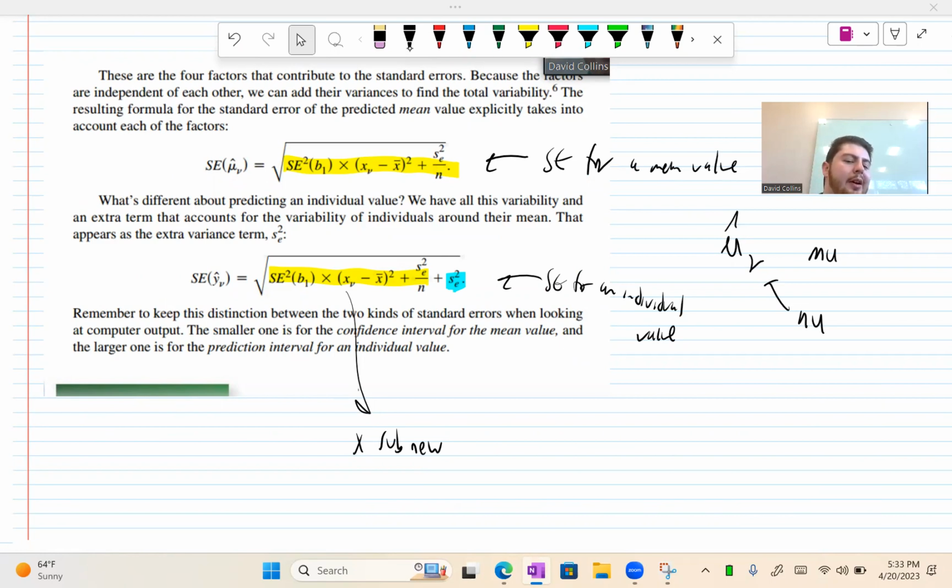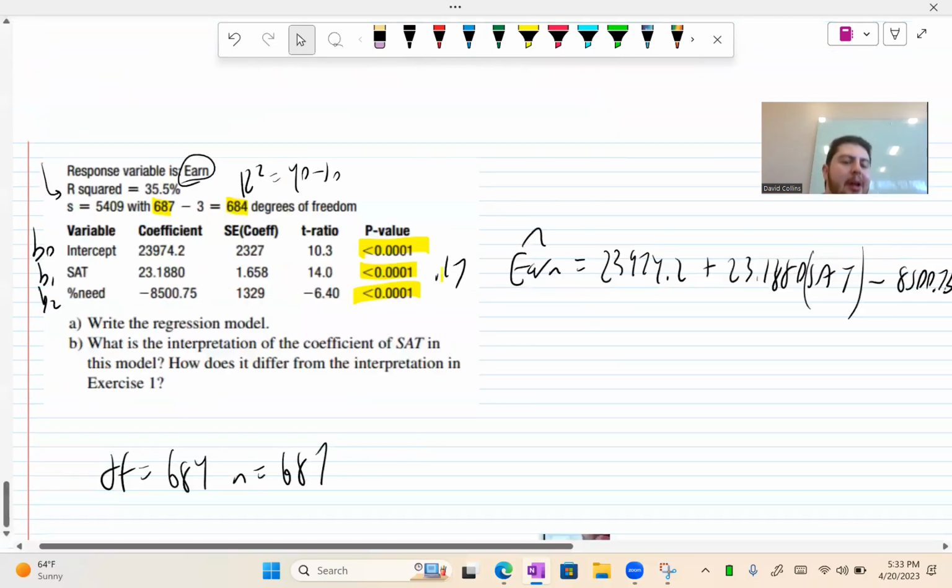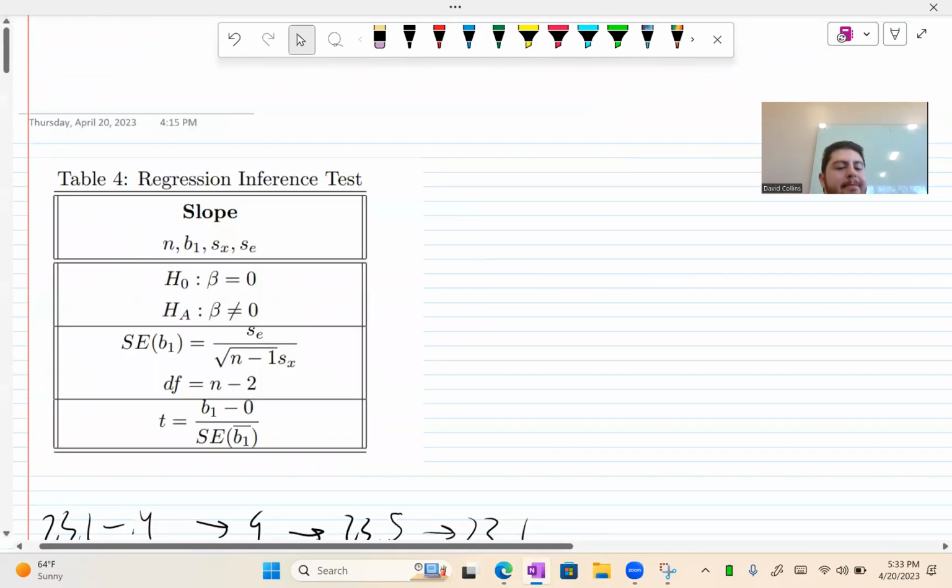So the left thing, capital SE, is your standard error of the slope. X bar is the mean of the X data. S sub E is your standard deviation of the residuals. N is your sample size. Some of the regression hypothesis test stuff.